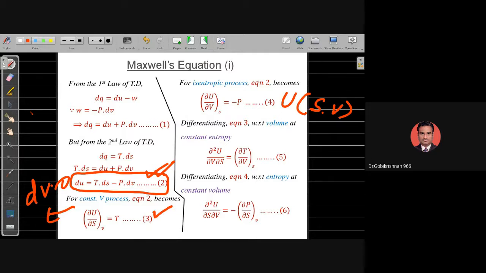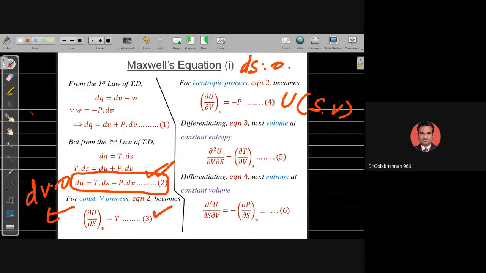Then the same equation number 2 for an isentropic process. Isentropic process means dS is equal to 0. For the isentropic process, when dS is equal to 0, equation 2 reduces to dou U by dou V at constant S, that is equal to minus P.